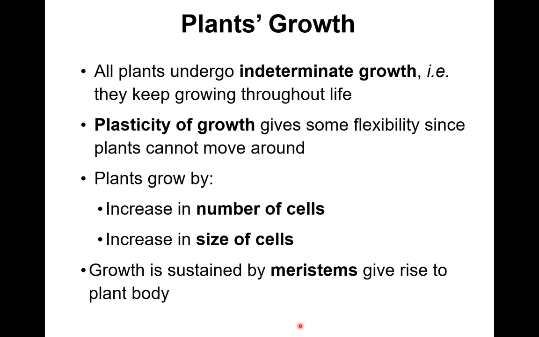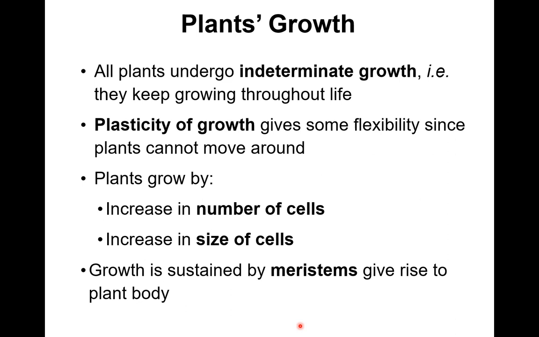How do they achieve this growth? In two ways. First of all, by increasing the number of cells that they're made of. We'll see when we talk about the meristem how it replicates all these cells. And also by increasing the size of the cells, by making them longer or larger. So those are the two ways in which growth is achieved in plants.